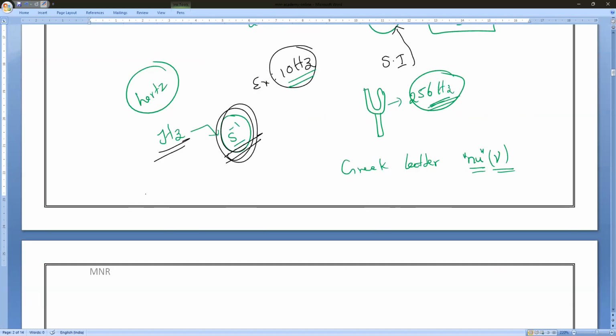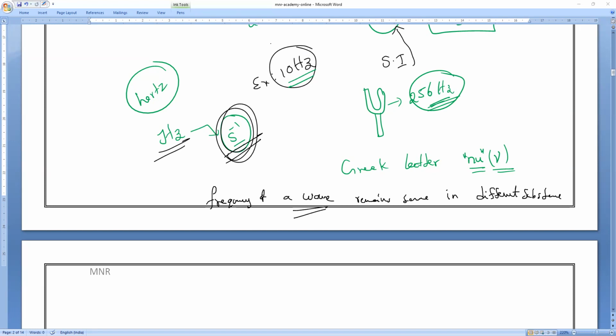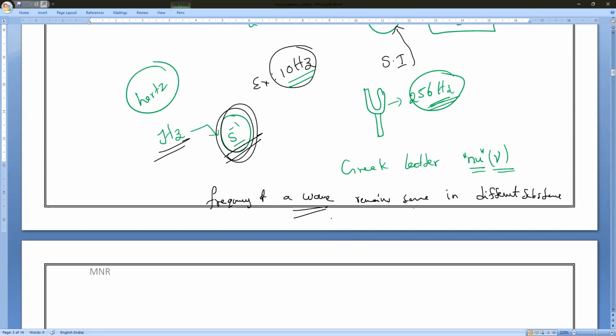The frequency of a wave remains the same. Very, very important. The frequency of a wave remains the same in different substances. Whatever the substance, if one wave is traveling through solids, or liquids, or gases, the same wave, the frequency of the wave remains constant. Please note it. Very, very important.